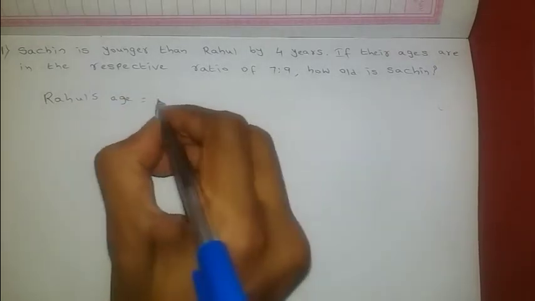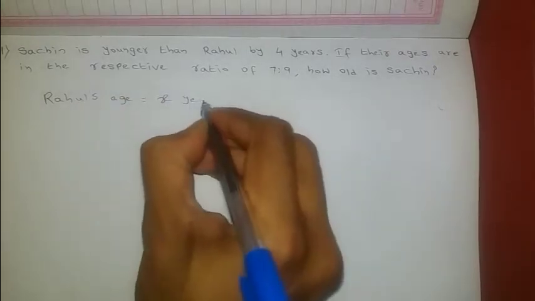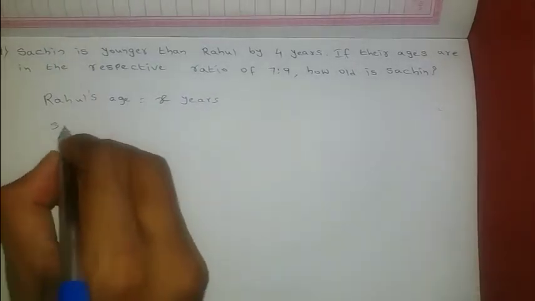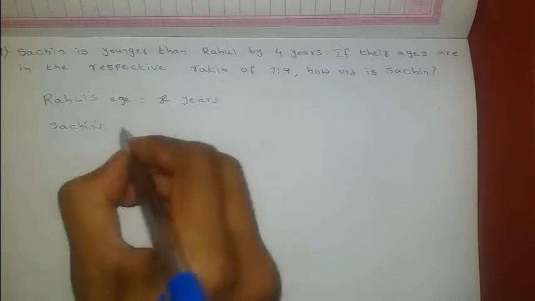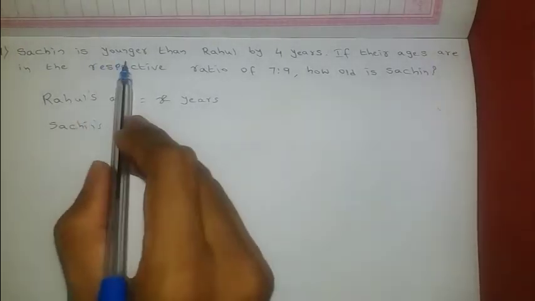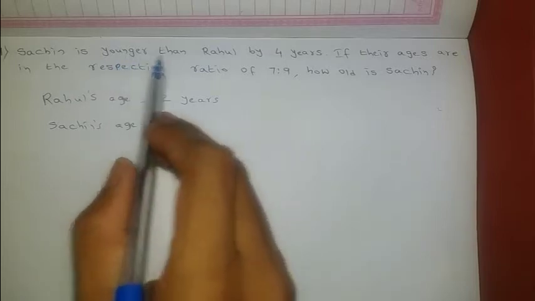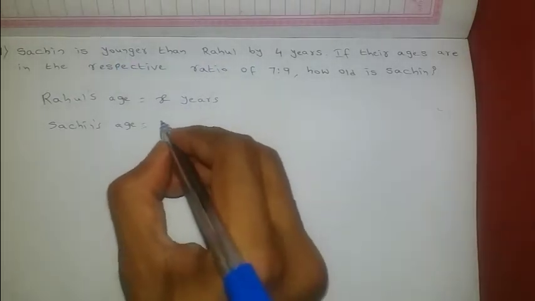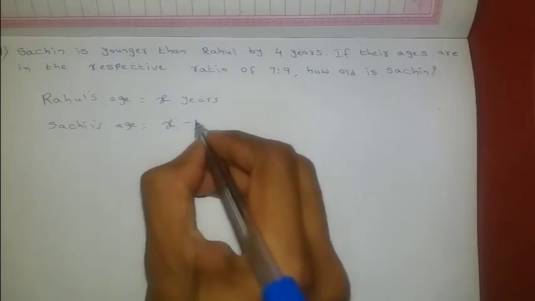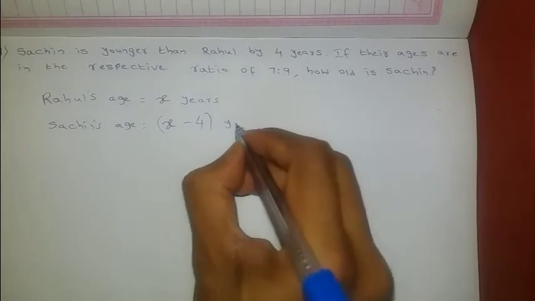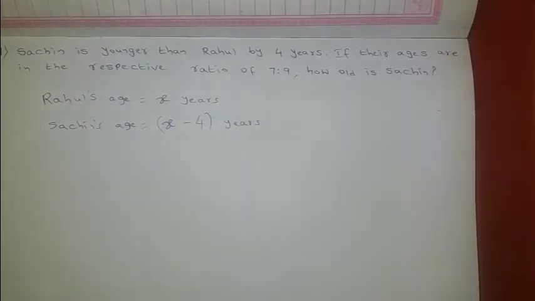Rahul's age is x years. Then Sachin's age. Sachin is younger, nothing but smaller than Rahul by 4 years. So if Rahul is x, then Sachin will be 4 years smaller. That is x minus 4 years.